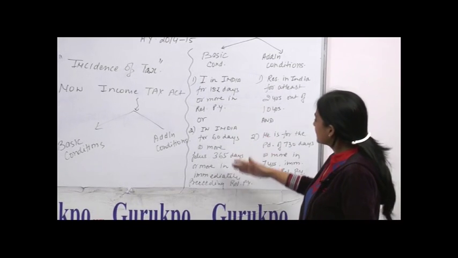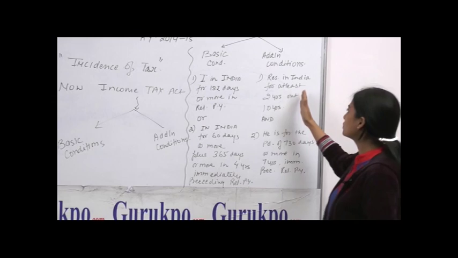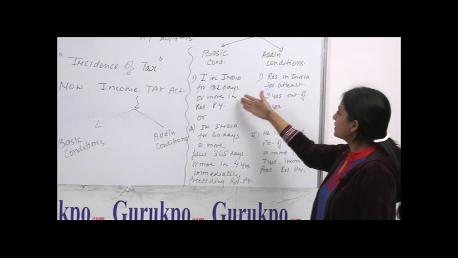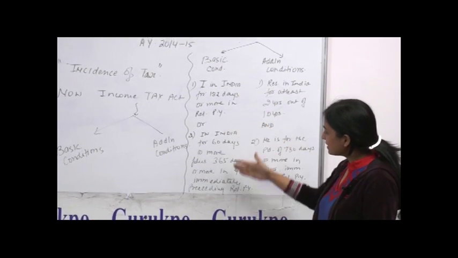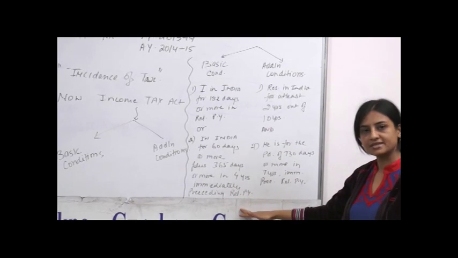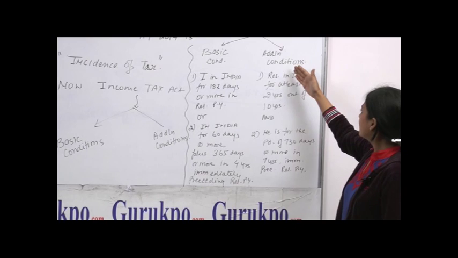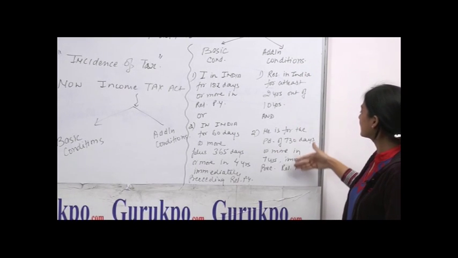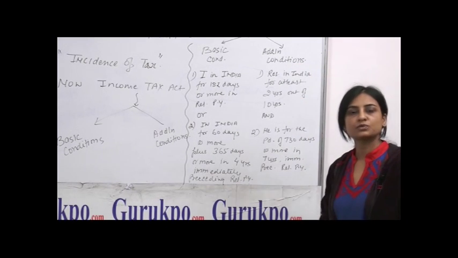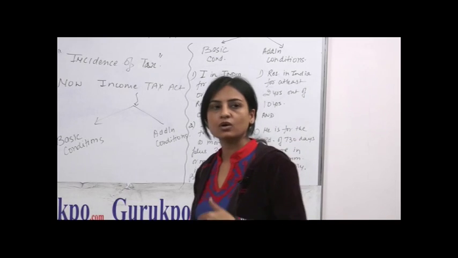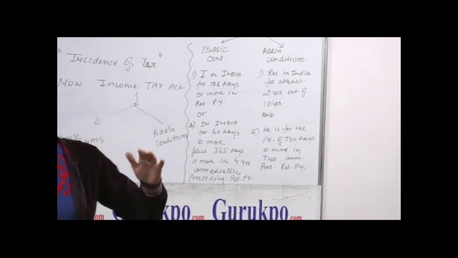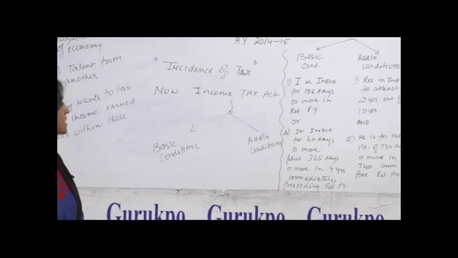Now after checking these conditions, we'll move on to the additional conditions. An individual needs to satisfy any one of the basic conditions to become resident in India. Now for knowing whether that individual is ROR or RNOR, we need to check the additional conditions which the Income Tax Act has given us.